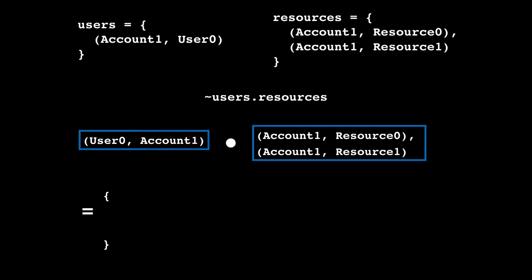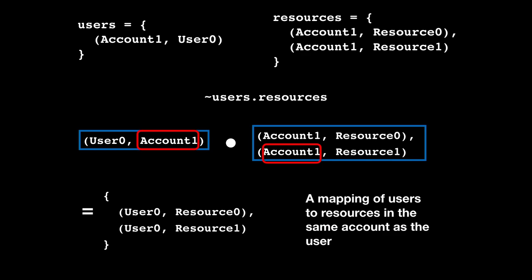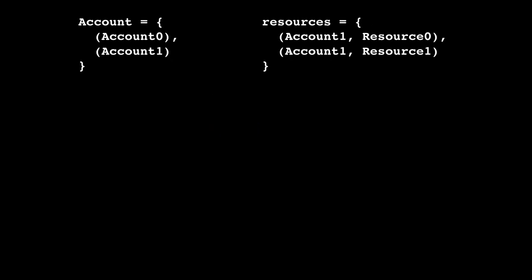Now we do our inner join just like we did. We only have one row on the left side, so we match its last column up with all the rows on the right side. It matches here, so we get that one, and it matches here, so we get that one. And that's the answer to tilde users.resources. Now, what does that actually mean? Like, in English language, what does that join represent? Well, it actually represents the mapping of users to resources in the same account as the user. If you don't understand that, it's fine, but you can do some kind of interesting joins in Alloy, just like you can in a relational database, right? And get some kind of interesting results out very easily, thanks to the power of the join operator.